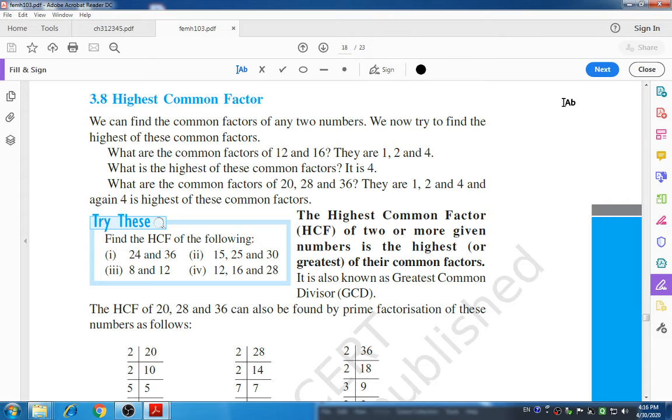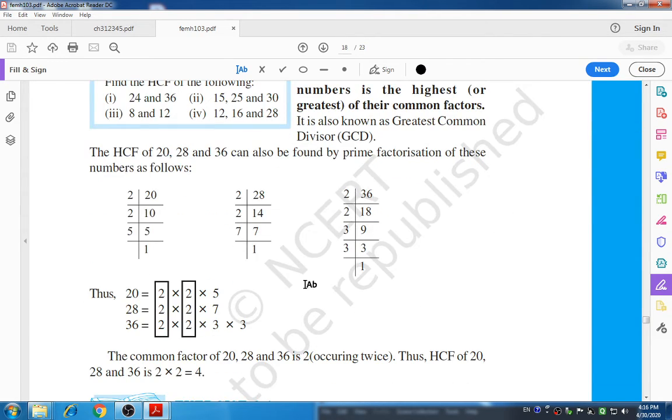So the highest common factor, that is HCF, of two or more given numbers is the highest or greatest of their common factors. It is also known as the greatest common divisor, that is GCD. Listen carefully, students. HCF, that is highest common factor, and GCD, that is greatest common divisor, are the same concept. Look at here how we can find that.